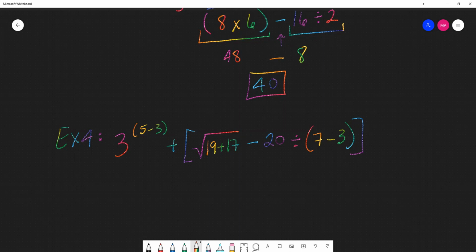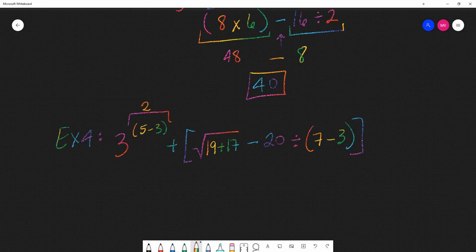All right. So what is my innermost grouping symbol in example 4? Which one? 19 plus 17. Yeah, we do have multiples. We could kind of do at the same time. We could do this one here. What's 5 minus 3? So our exponent becomes 2.